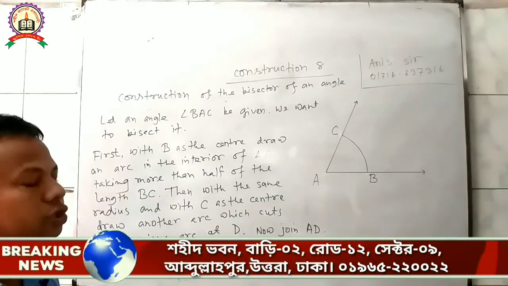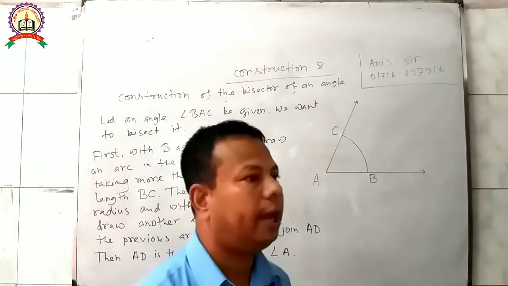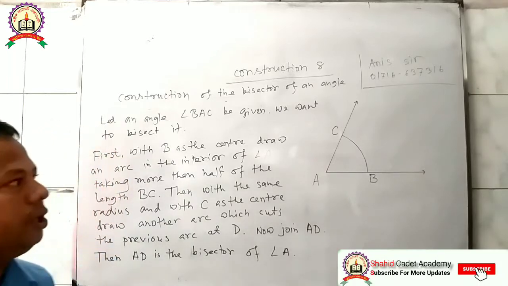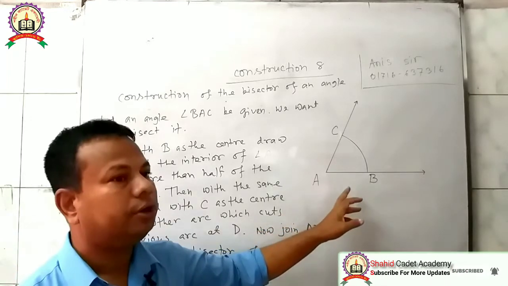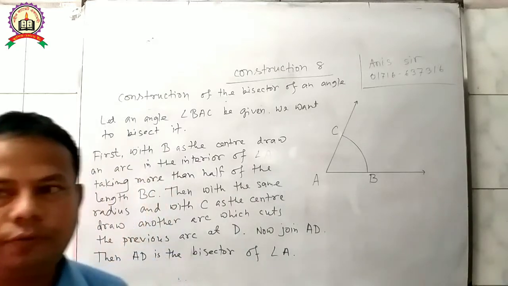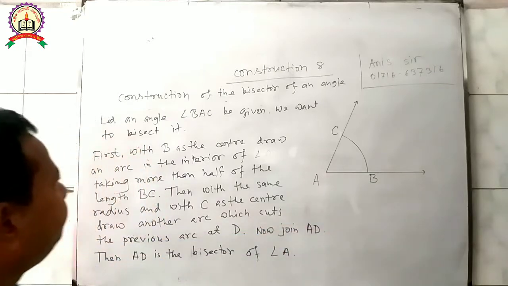We have to bisect an angle. That means we have to divide an angle into two parts.